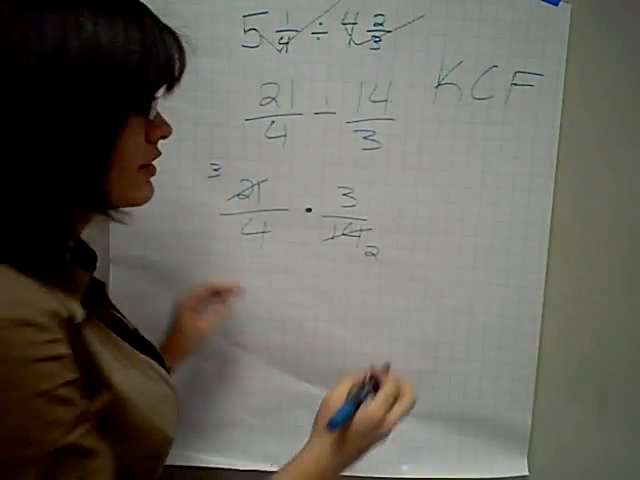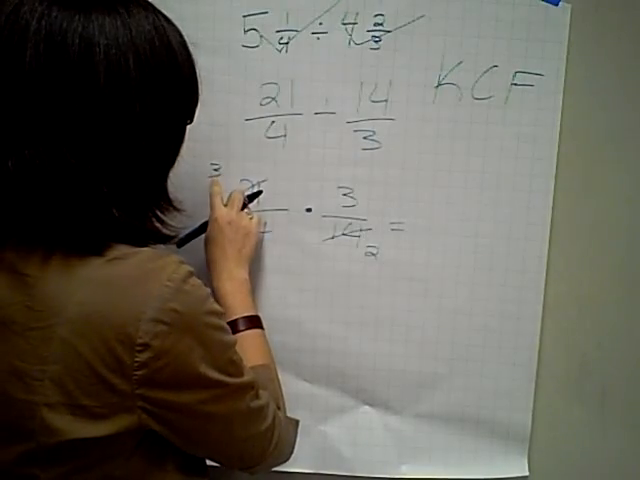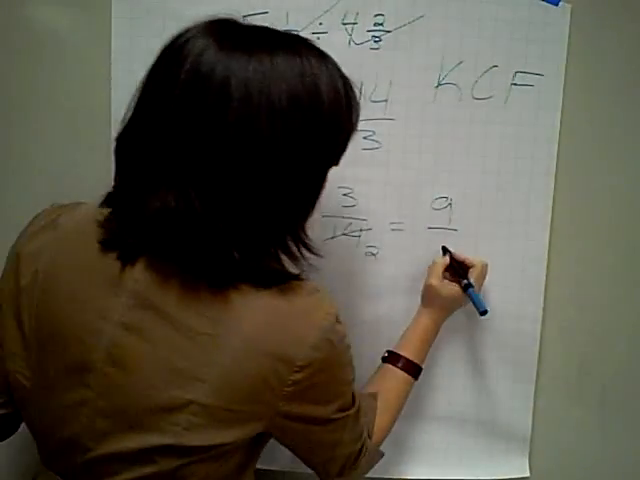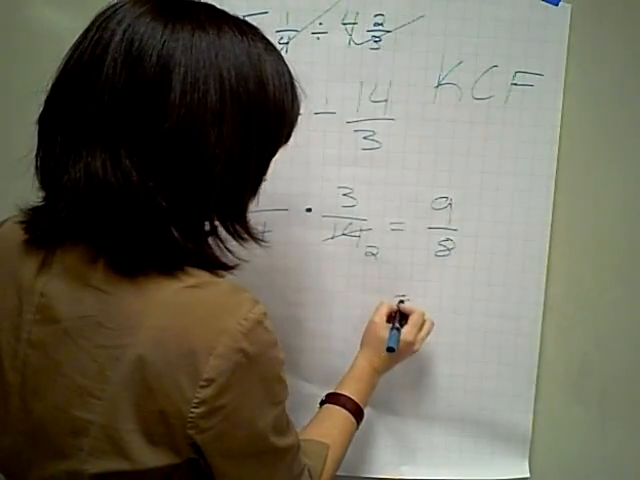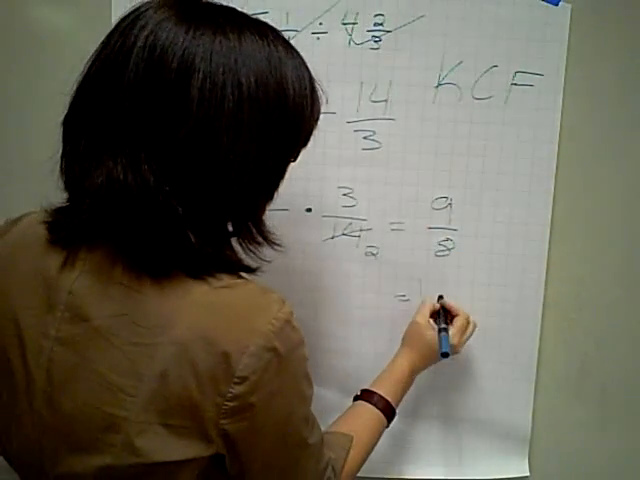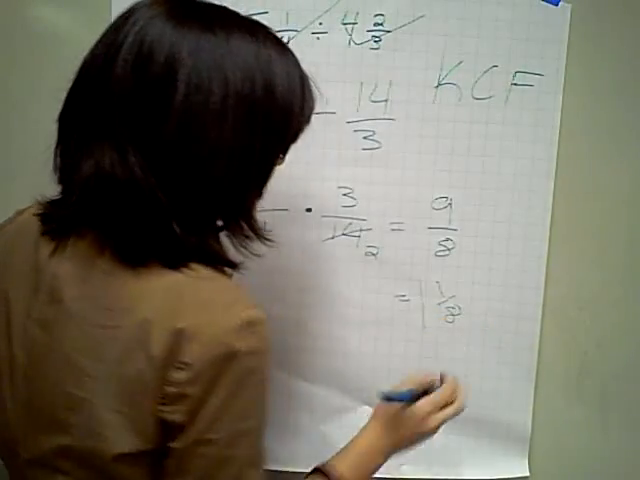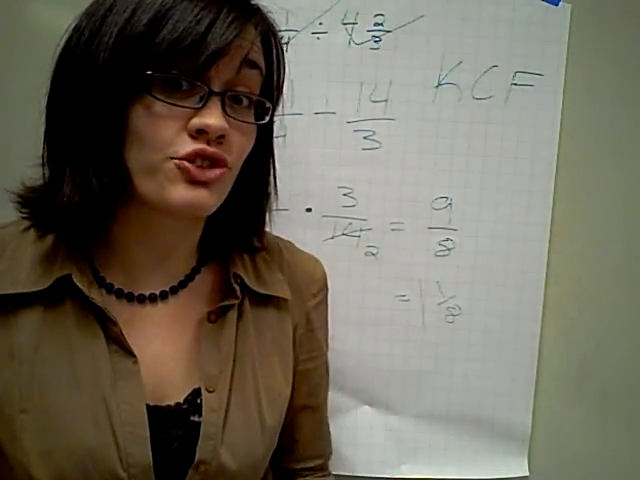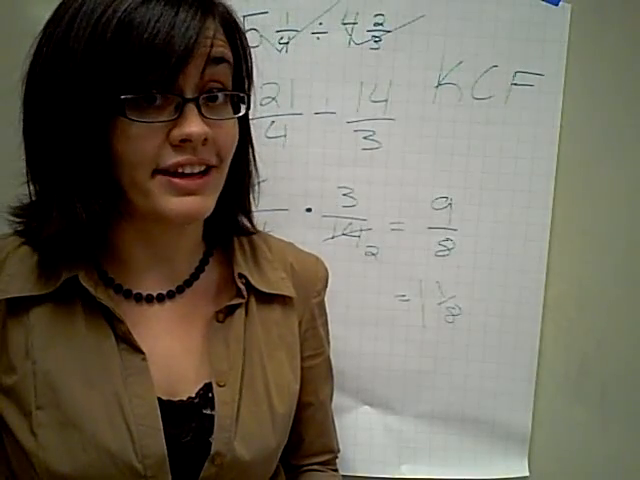Now multiply straight across, okay? So 3 times 3 is 9, 4 times 2 is 8. And your answer is 8 goes into 9 one time with 1 left over. And ladies and gentlemen, that is the trick of how to divide with fractions.